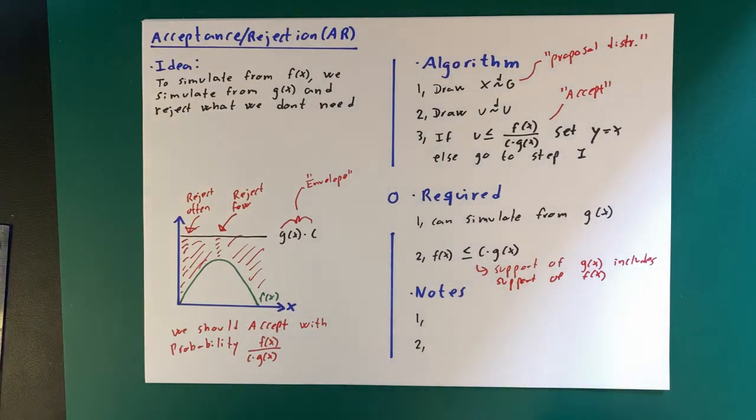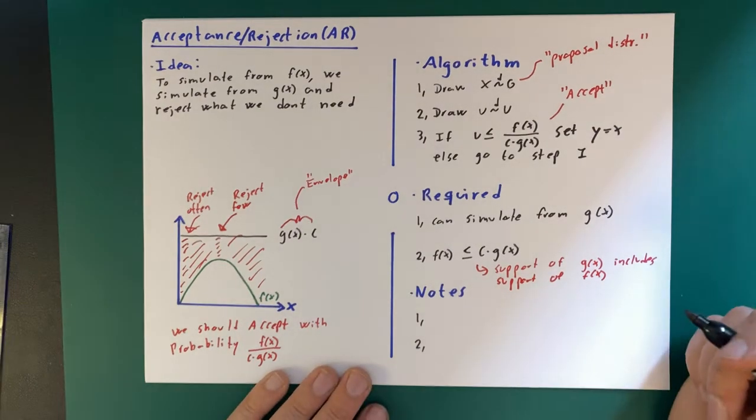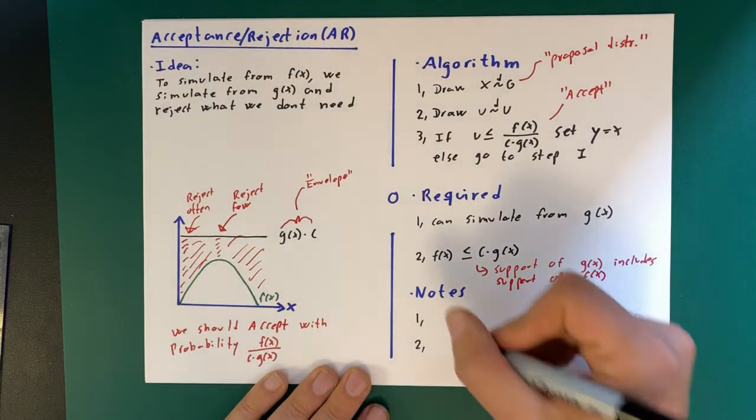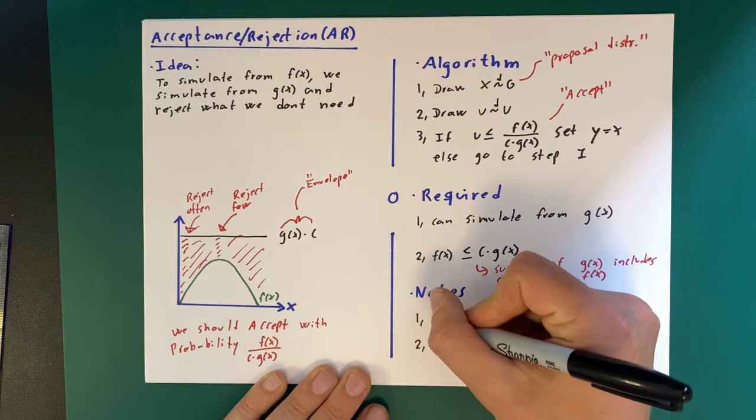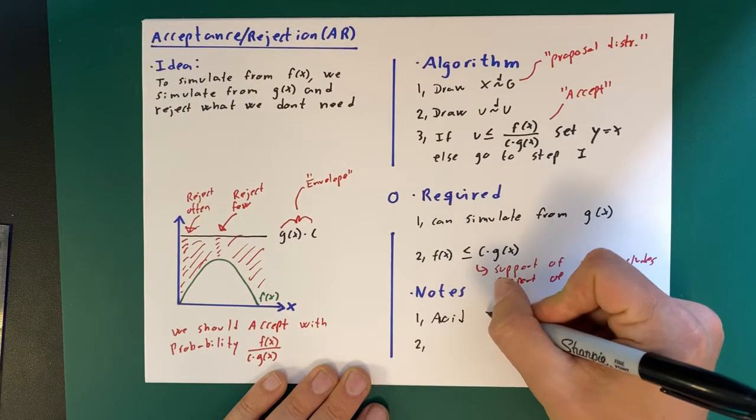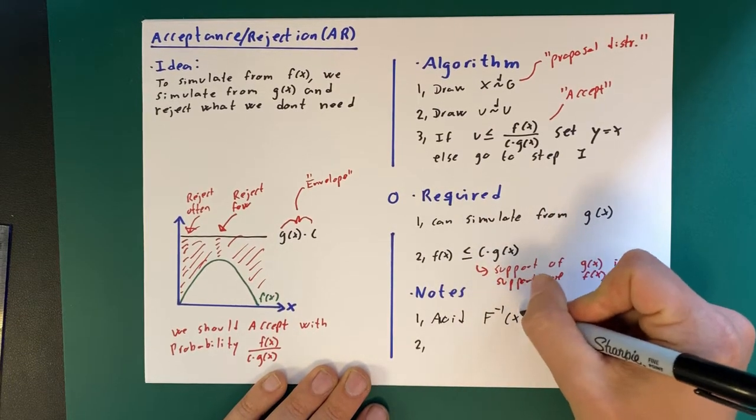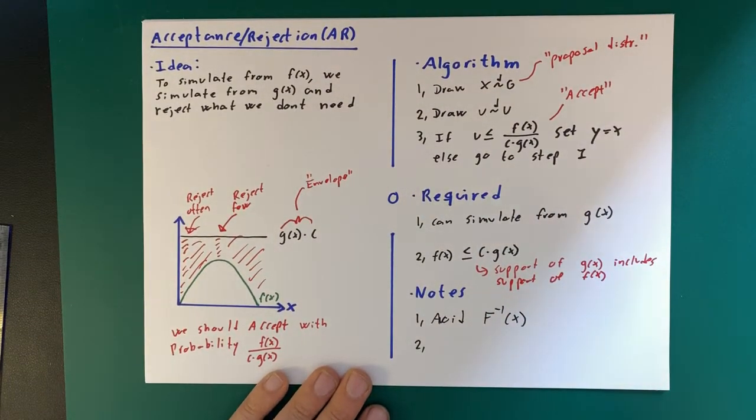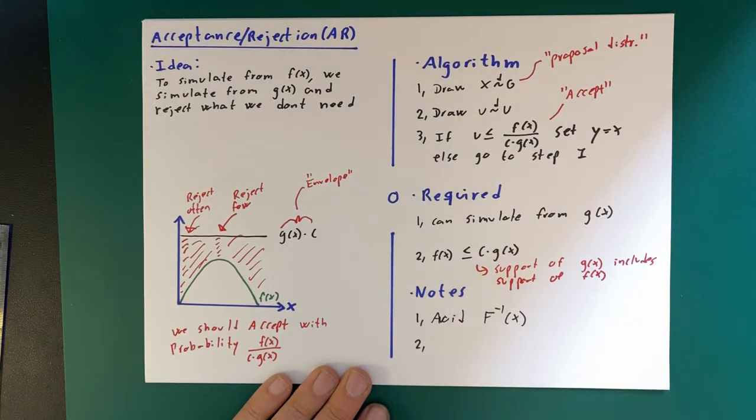And I just want to highlight some notes for comparing this method to inversion. The first thing is that we avoid the inverse of the distribution. That's the generalized quantile function, or the quantile function, which we noted previously was often very slow to be evaluated. So if you're simulating from something where inverting the distribution function is slow, then you might want to consider acceptance-rejection.